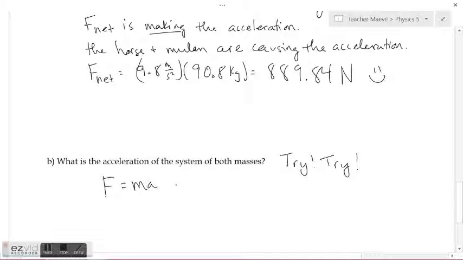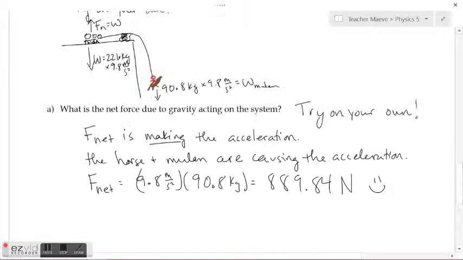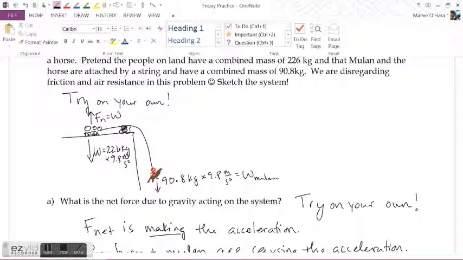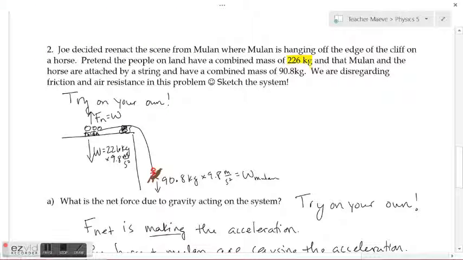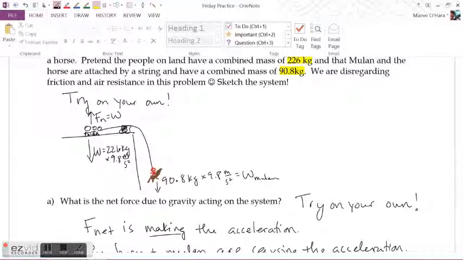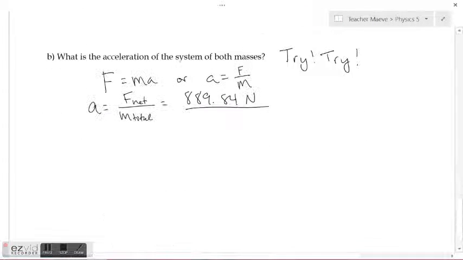So we know that F equals ma, Newton's second law. This is our jam these days. We've got a is equal to F over m. So a is equal to F net over m total. It's helpful to think of F net and m total, especially in a system like this. It's got a lot of stuff going on. So F net, we said, was 889.84 from part A. And then if we look back up to our question, we've got 226 and 90.8. Those are our masses. So the total mass is both of those masses, 226 kilograms plus 90.8 kilograms, because it's the total mass of the whole system.